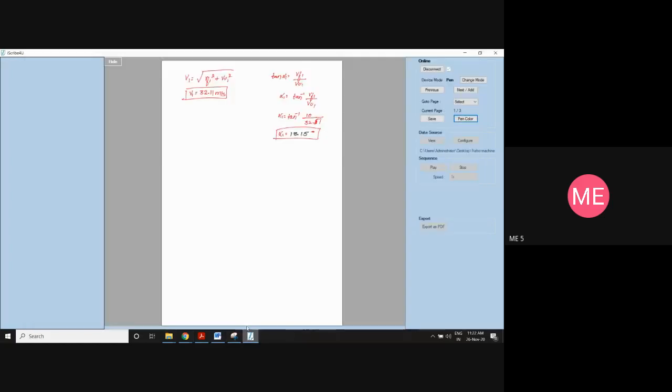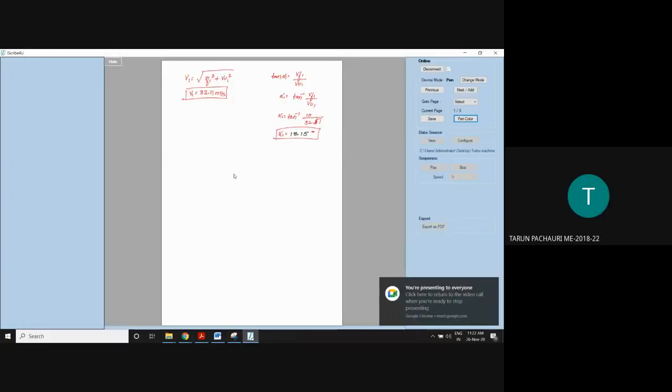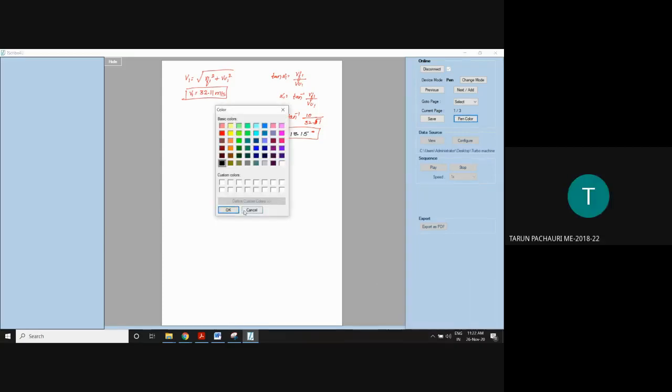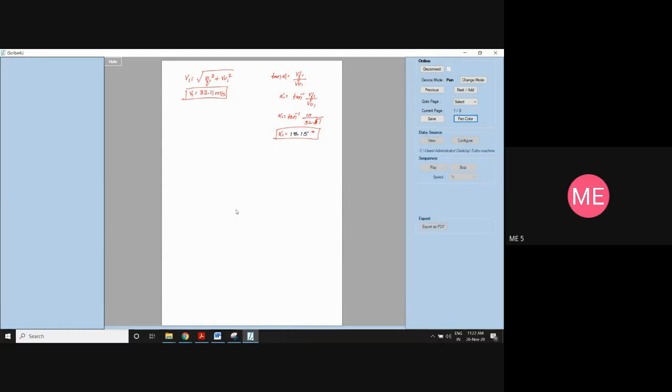Yes, did you find the value? Yes, sir. Yeah. What are the other values you found out? Beta 1, sir. Very good. Beta 1. Can you tell the value of beta 1? 108.06 degree. Very good. 108.1 degree.